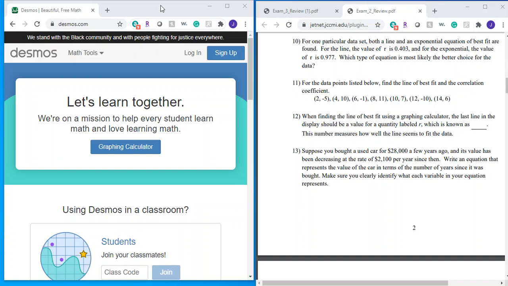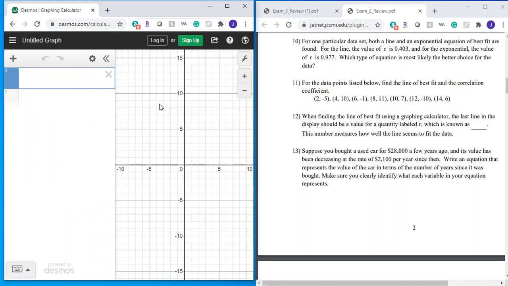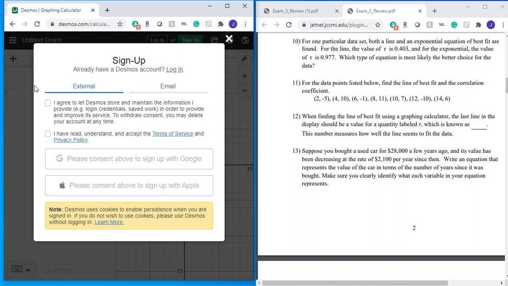So when you go to Desmos.com, you may come up with this screen here, which is the initial sign in screen. You can click on Graphing Calculator, and then this should pop up. Some of you, when you signed in to Desmos.com, had this screen automatically pop up, which is fine. If you're not logged in or have not signed up, you're supposed to go to sign up, and then what you need to do is this here.